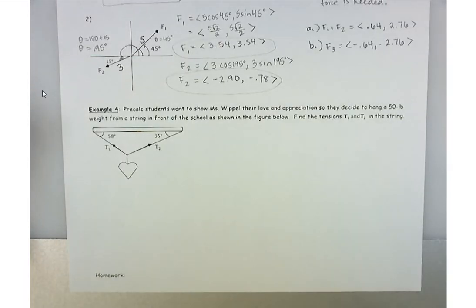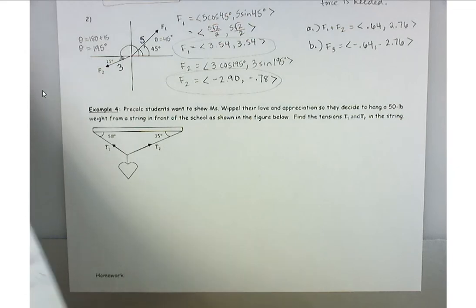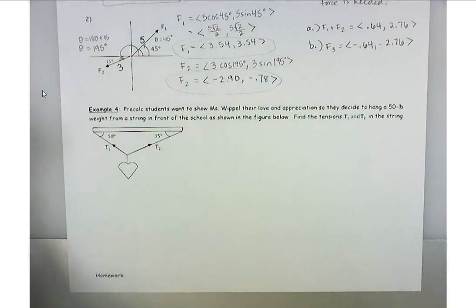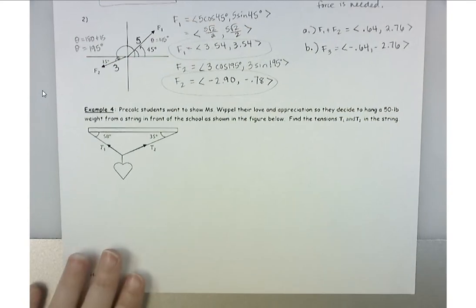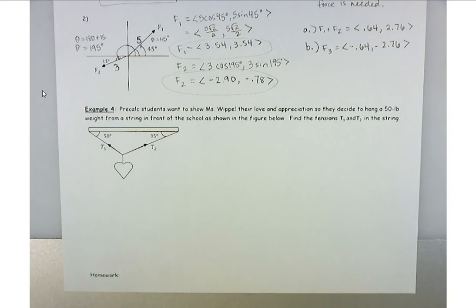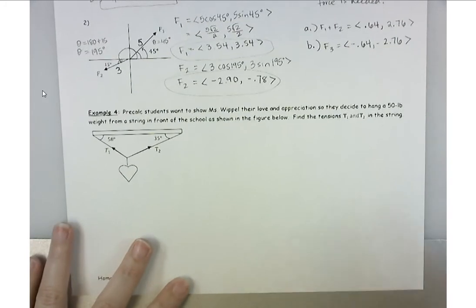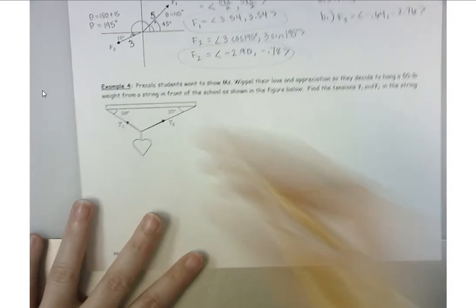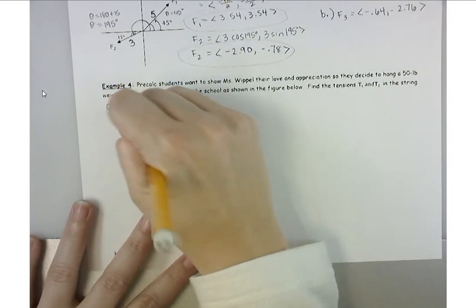Okay. All right. And then the last thing we're going to do today is tension. So if you are in physics, the way that we're doing this is a little bit different, but that's okay. If you guys want to use the other method on your homework, you can feel free to do that. Okay, so you guys are so sweet, and you want to show me your love and appreciation, and you decide to hang a 50-pound heart from a string in front of the school as shown below. So let's label this as 50 pounds. 50 pounds of love and appreciation.